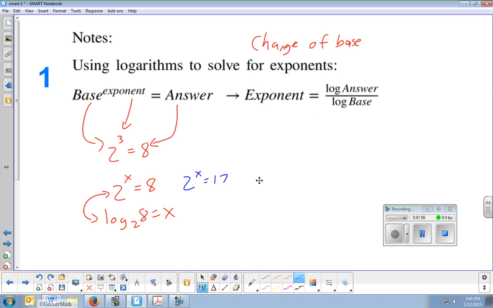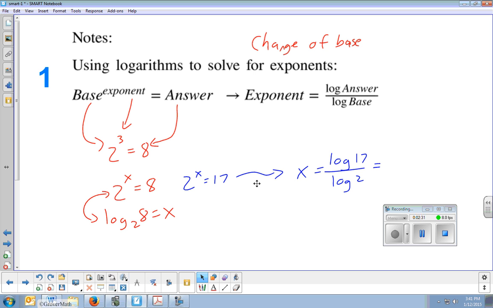So in the case of 2 to the x equals 17, that would convert to x equals log answer over log base. And I've said many times that the base is always on the bottom, because it's on the bottom of the exponent and it's on the bottom of the log. Well, now it's on the bottom of this formula too. So always remember, base is on the bottom. So you could solve for x by doing log of the answer, which is 17, divided by log of the base, which is 2. And our calculator can do this algebra for us: log 17 divided by log 2.